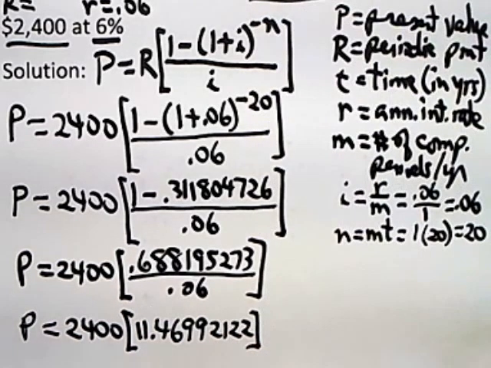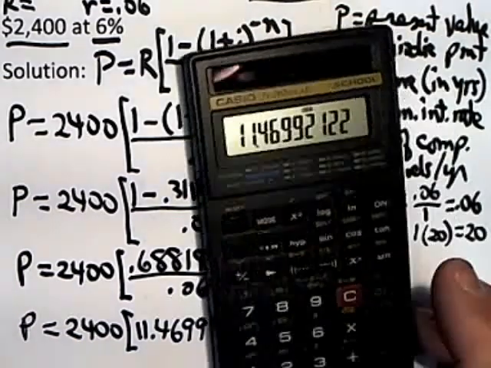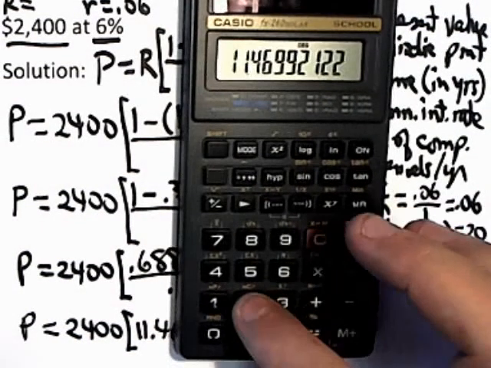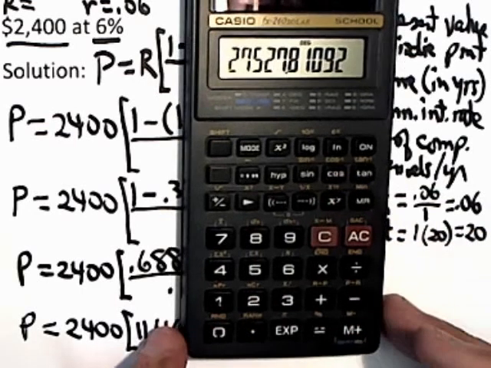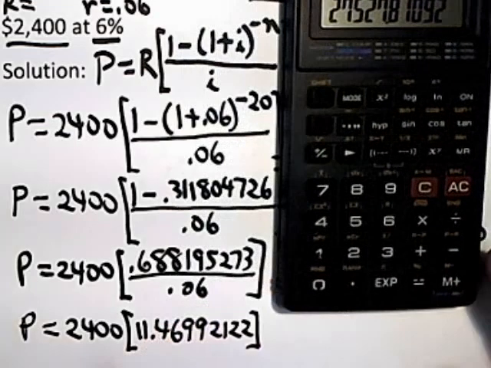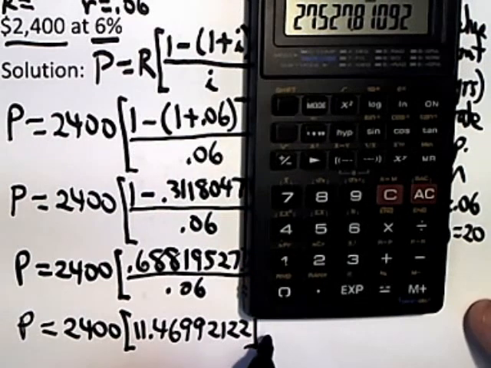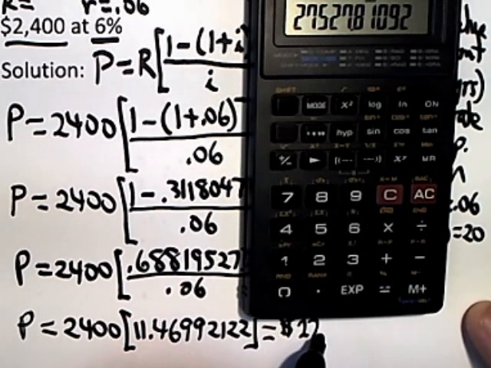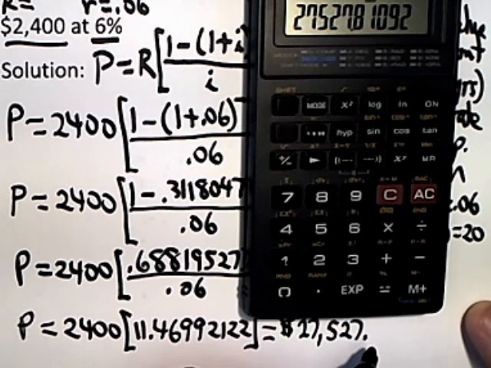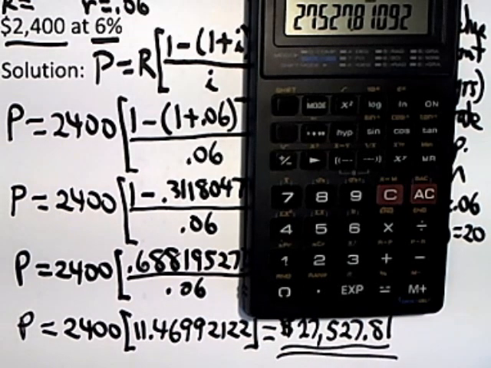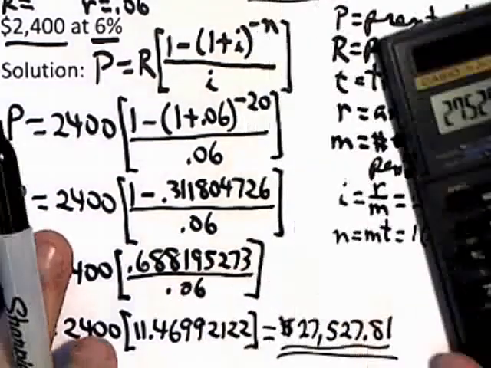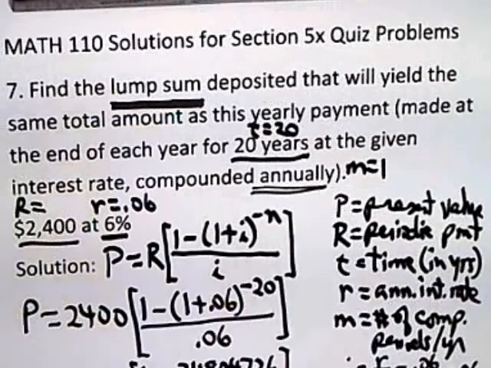So when all is said and done, when I multiply those two numbers together, the number is already in the display, so I just need to multiply it by 2,400. Hit equal. And so I end up with $27,527.81. So that is the present value of that ordinary annuity. And I knew to use that formula because of this key phrase lump sum.